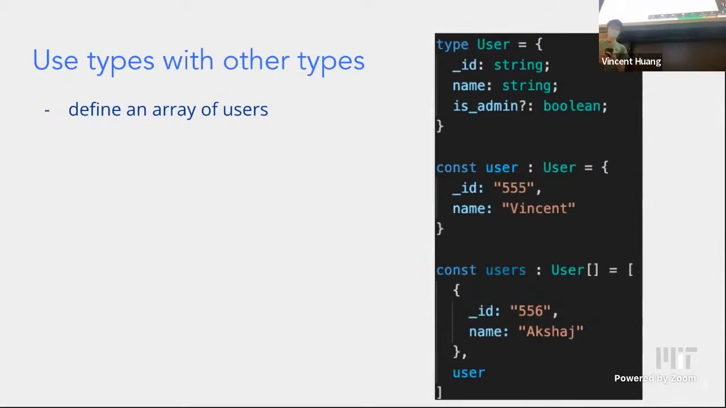Yeah, so you can use types with other types as well. And this is similar to the example we had earlier, where after we define a user type, we can create a new type, which is an array of users. And the syntax for that is just user with brackets at the end. And yeah, so that's how you basically extend types with other types.